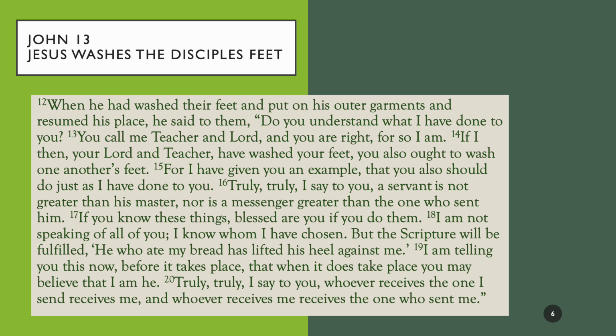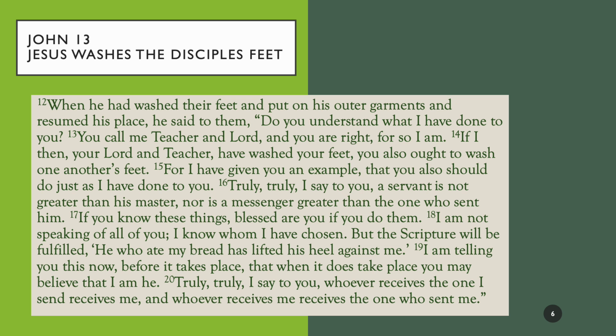When he had washed their feet and put on his outer garment and resumed his place, he, Jesus that is, said to them, "Do you understand what I have done to you? You call me teacher and Lord, and you are right, for so I am. If I then, your Lord and teacher, have washed your feet, you also ought to wash one another's feet. For I have given you an example, that also you should do just as I have done for you. Truly, truly, I say to you, a servant is not greater than his master, nor is a messenger greater than the one who sent him.